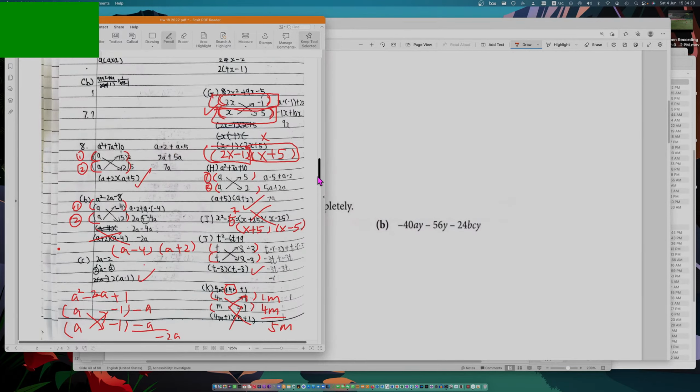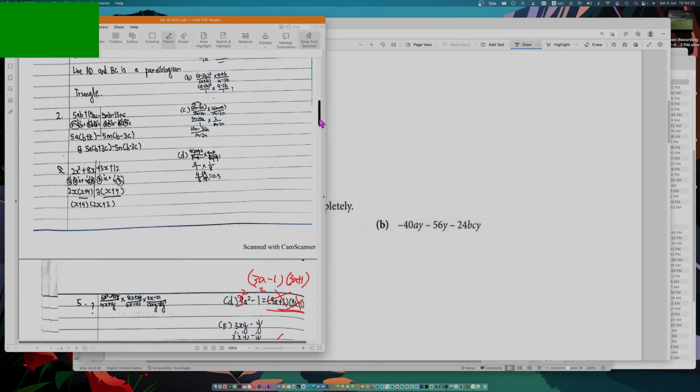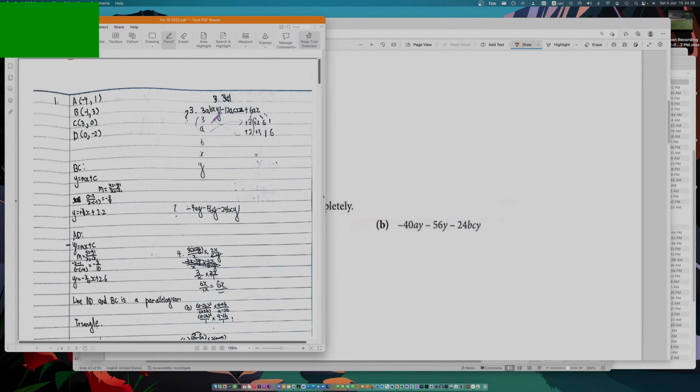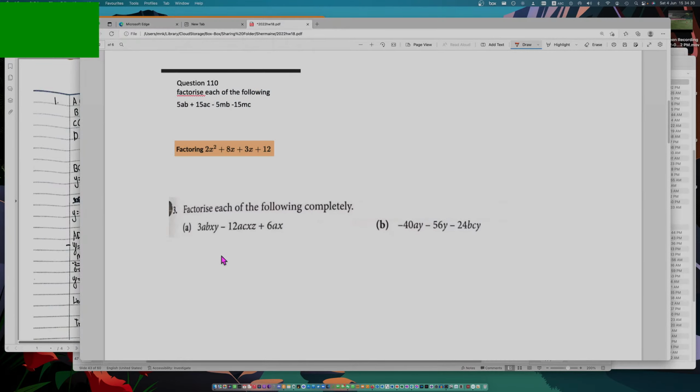Where is it? This one is very simple. So how do you split this? Show me how you split this, and this. Because only when you show me how to split, then you can take out the common factor. So how do you split the 3abxy? 3, 1, a, b, x, y, right?